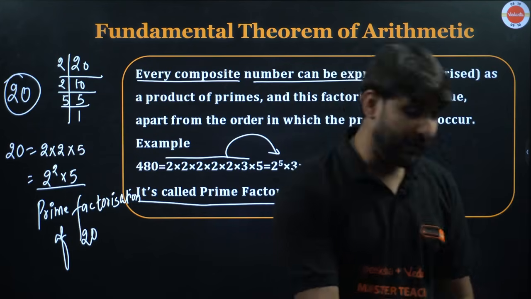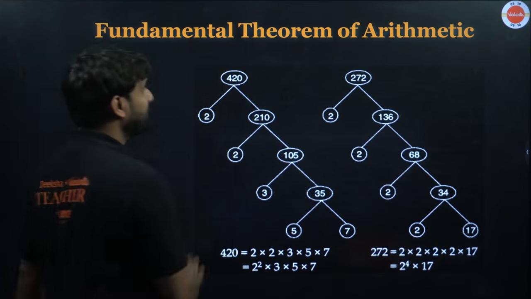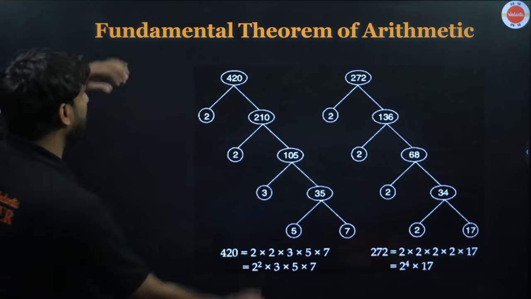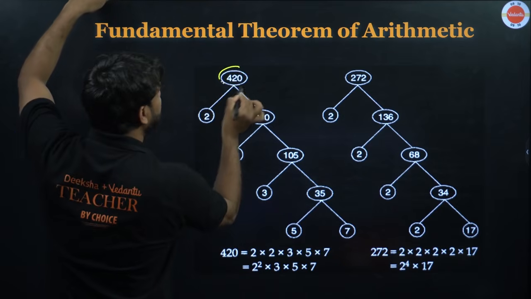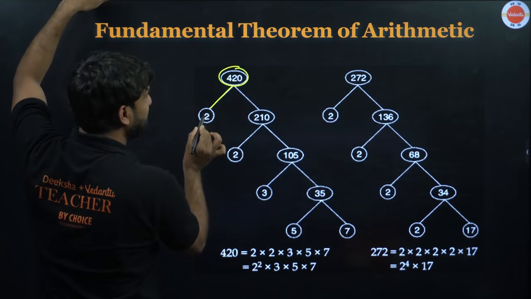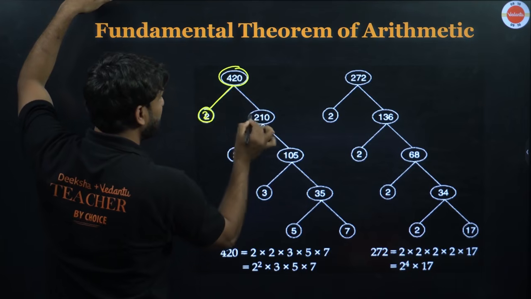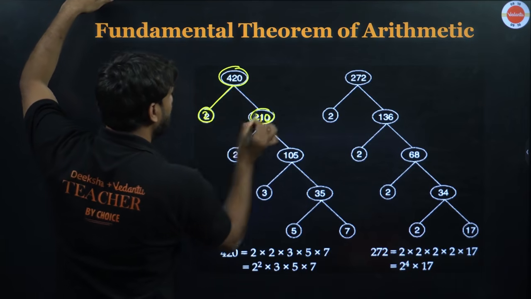So this is very important. So let's move ahead. A few examples are there. Look, my dear. First, 420 is split into two forms. If we take LCM 2, then 420 can be written as 2 into 210. Now 2 we leave alone.